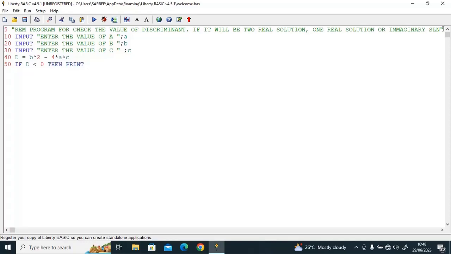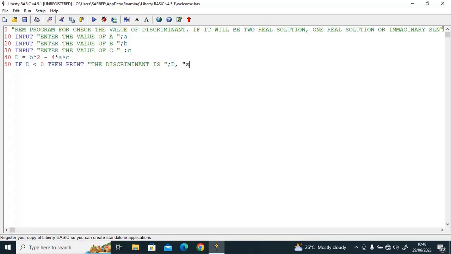print, what should you print? Print the discriminant. Okay, I want to print the discriminant itself, so then d, this is my discriminant. Print discriminant d.